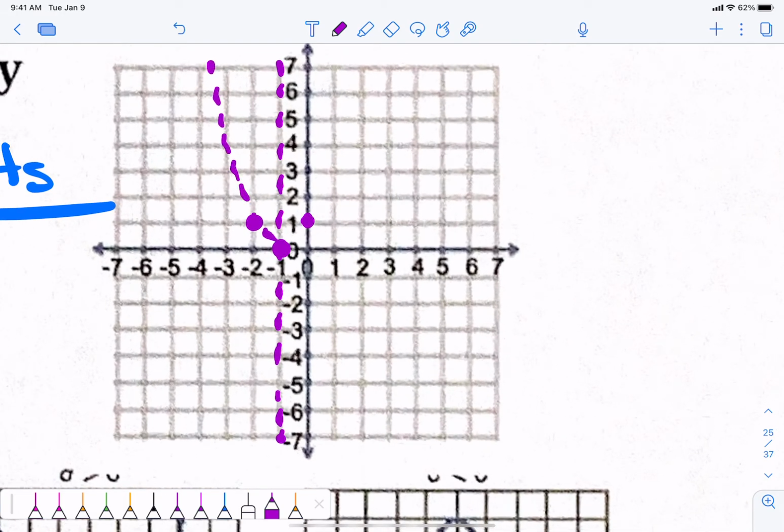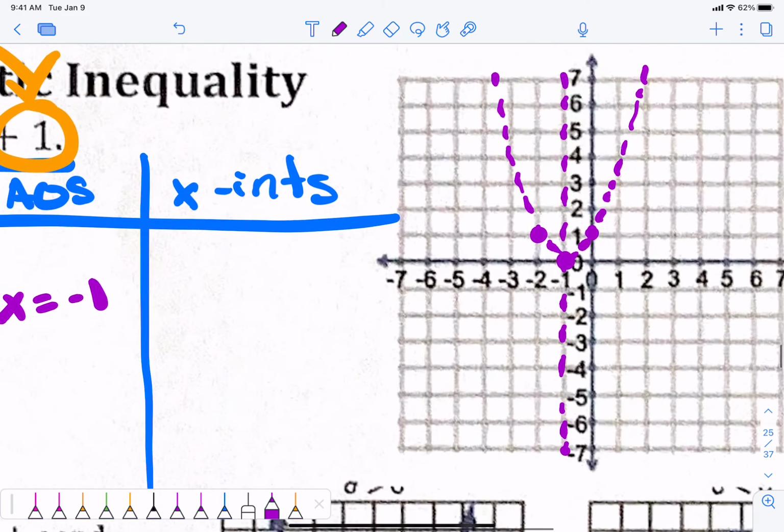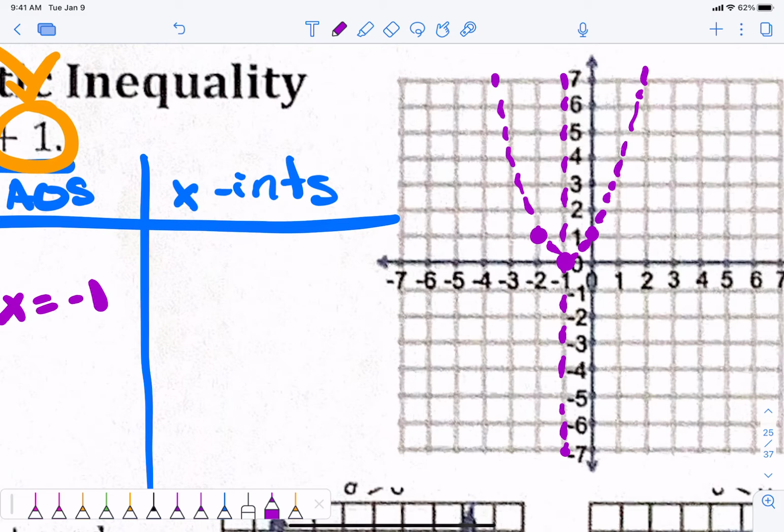So he is a dotted line, and there's that. Are we happy so far? Good to go? We haven't even done the x-intercepts, right? And we know what he looks like already, so we could just skip the x-intercepts. Would you like to do the x-intercepts?